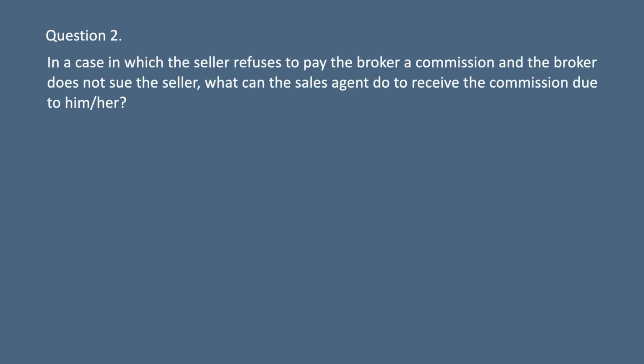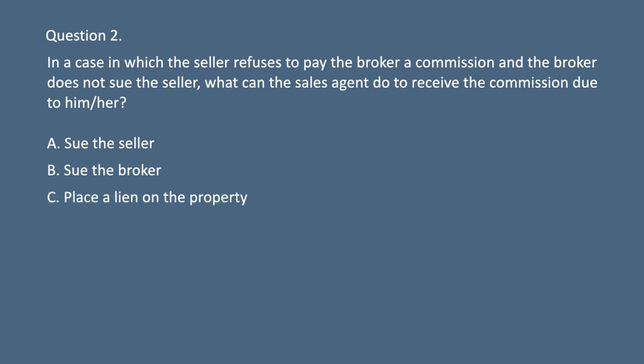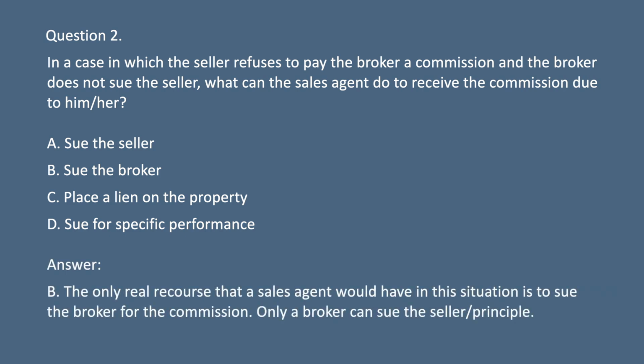Question 2. In a case in which the seller refuses to pay the broker a commission and the broker does not sue the seller, what can the sales agent do to receive the commission due to him or her? A. Sue the seller. B. Sue the broker. C. Place a lien on the property. D. Sue for specific performance. Answer. B. The only real recourse that a sales agent would have in this situation is to sue the broker for the commission. Only a broker can sue the seller or principal.